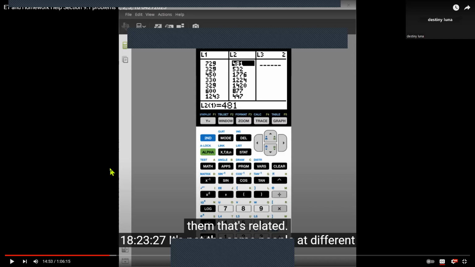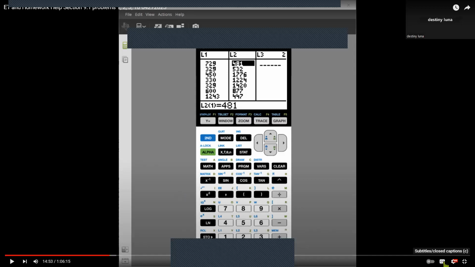So once you get your data in the calculator, I'll turn off the captions on top of the video so that for those of you who are using these, you don't get too messed up in there. And then once you get it in, I'll show you how we set this up.